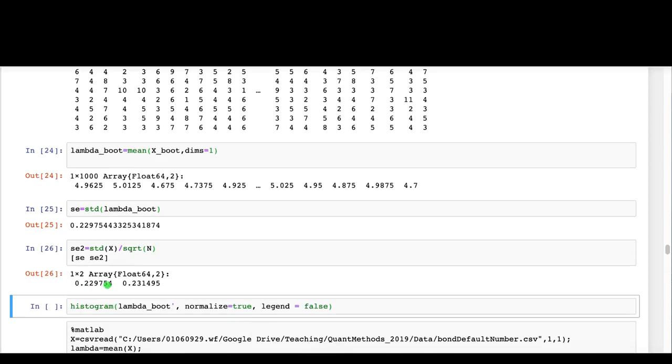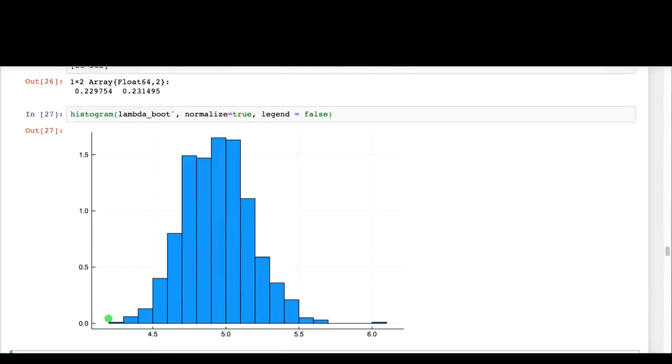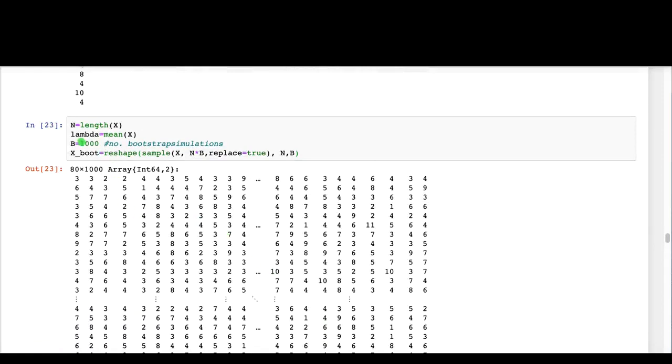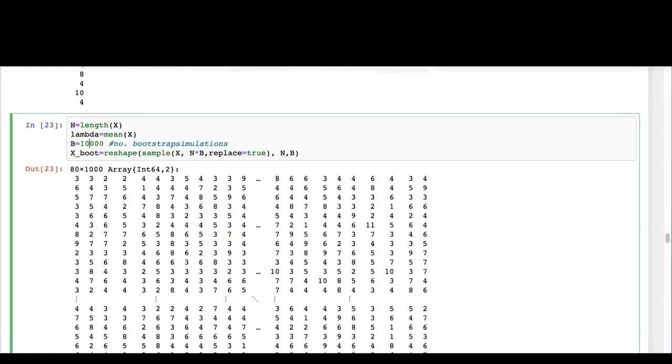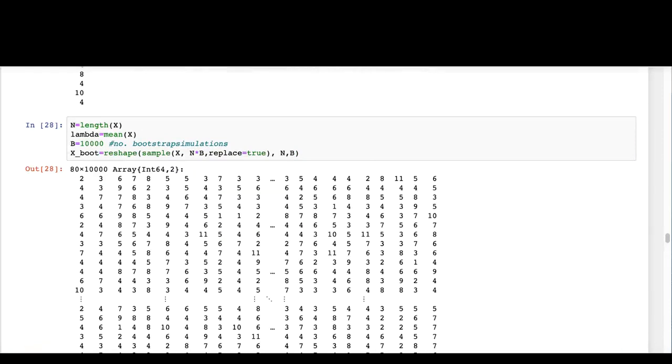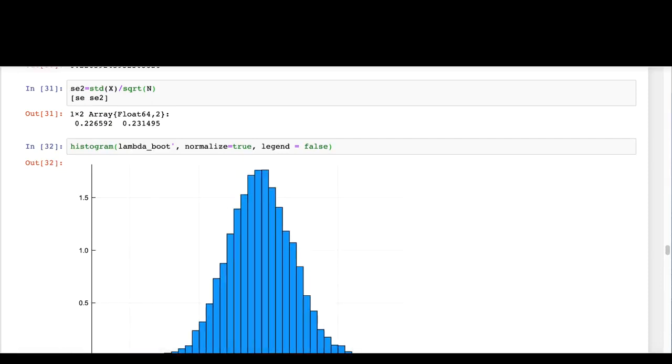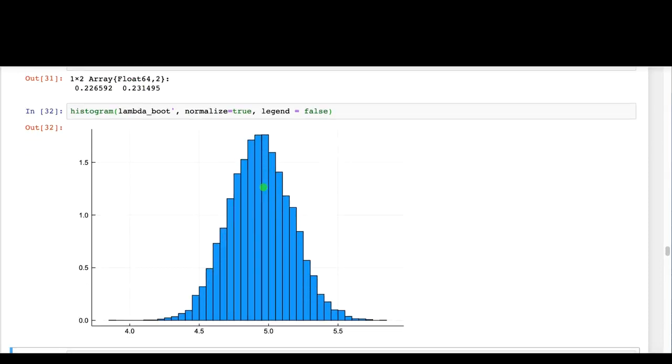The one we obtained this time is a little closer to the true value. You can also obtain a histogram of these point estimates and get some idea of the distribution. This histogram gives an estimate of the distribution of the estimator lambda hat. If you increase the number of bootstrap simulations, the values will not change much. You might get a slightly better histogram because you have more information about the distribution of lambda hat.